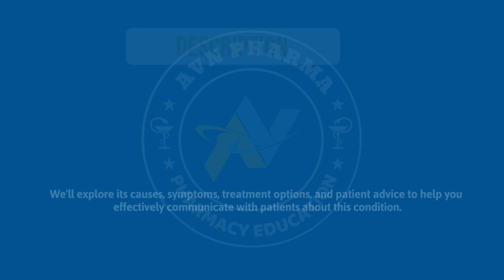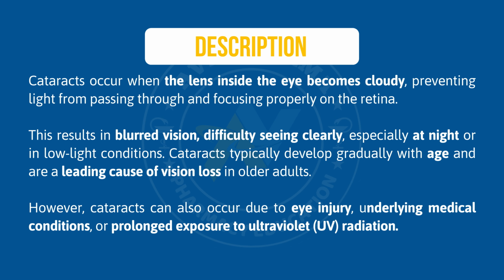Description. Cataracts occur when the lens inside the eye becomes cloudy, preventing light from passing through and focusing properly on the retina. This results in blurred vision, difficulty seeing clearly, especially at night or in low light conditions.